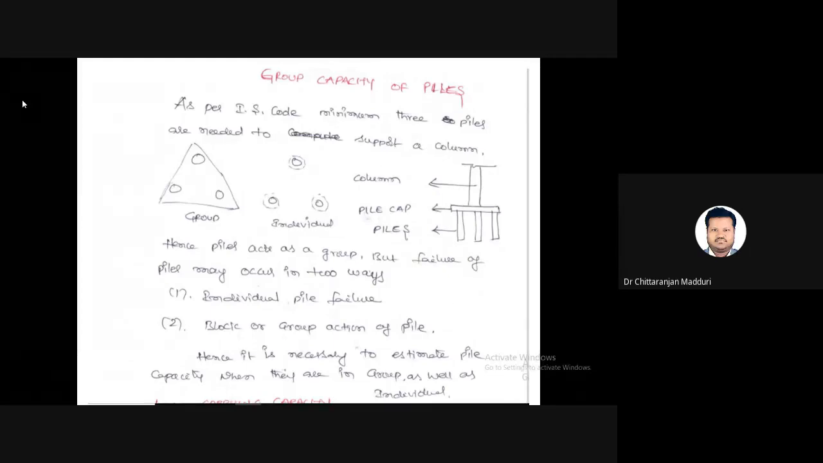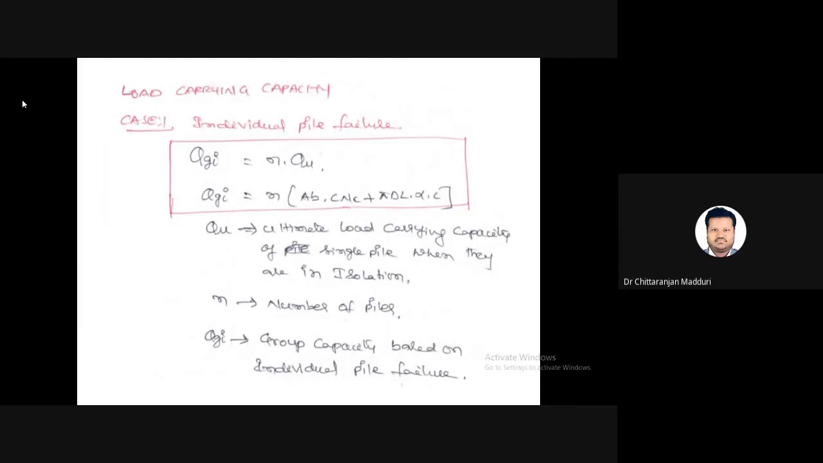When piles are arranged in a group, the failure of the group may occur in two ways. One is individual pile failure, because failure of any single pile may cause failure of the group. Sometimes, as a group, all piles may fail. It is known as block failure. So it is necessary to estimate pile capacity when they are in a group as well as individual. First, let me explain how to find the load carrying capacity considering individual pile failure.